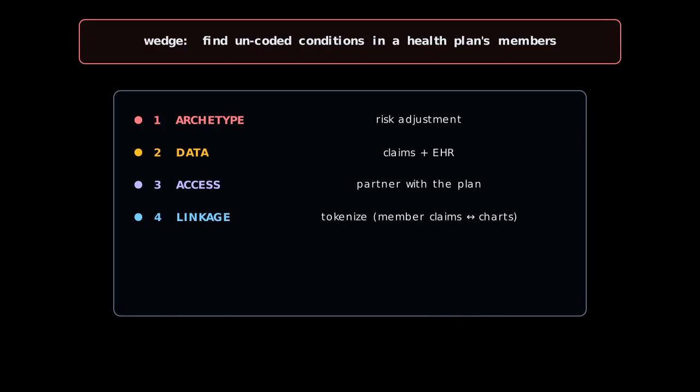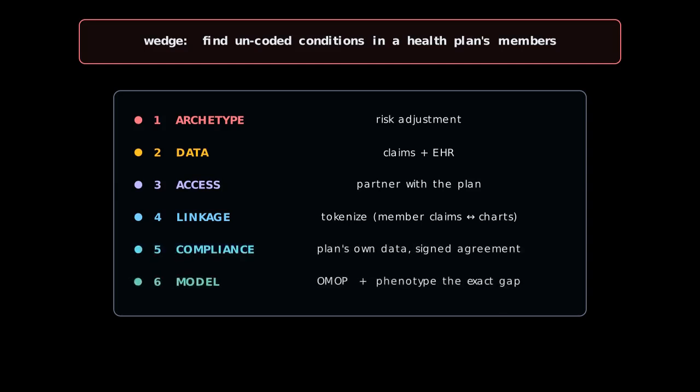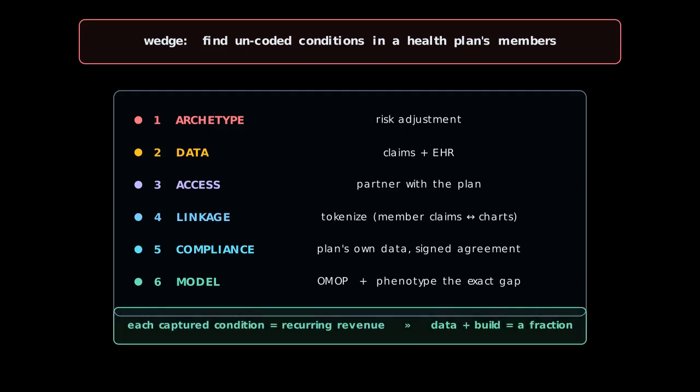Decision 4, linkage, tokenize to connect each member's claims and charts. Decision 5, compliance, operate on the plan's own data under a signed agreement. Decision 6, model and cohort, land it in OMOP and phenotype the exact gap. Clinical evidence present, matching code absent. And the wedge economics, each accurately captured condition is real, recurring revenue for the plan, while your data and build costs are a fraction of it. 6 decisions, 1 spec, and every one of them came from a chapter of this course.